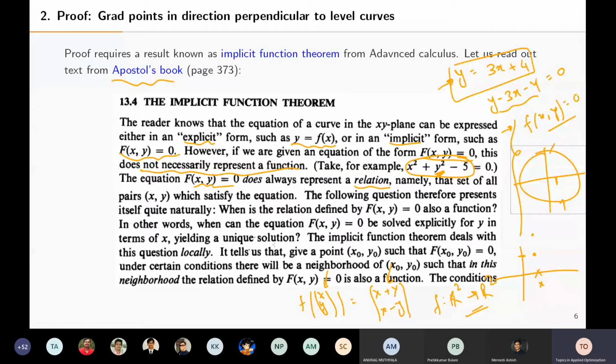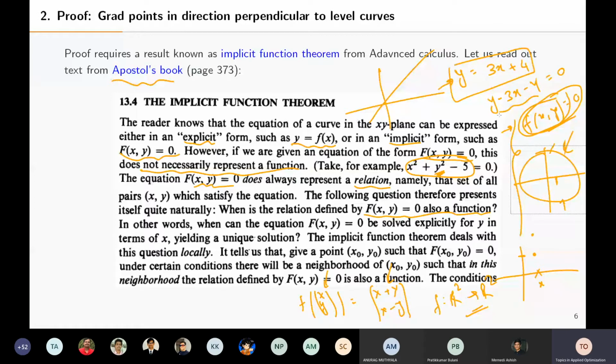So let us read this. The following question therefore presents itself quite naturally. When is the relation defined by f(x, y) equals 0 also a function? Like for instance, if I consider this, then this is a function. This does define a function, which in this case is a line. If you plot those pairs of (x, y), then this is a line. But in this case, if you plot those pairs of (x, y), then this is not giving you a function. At most it's a relation but not a function.